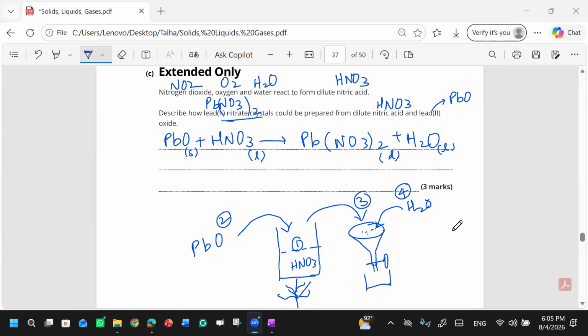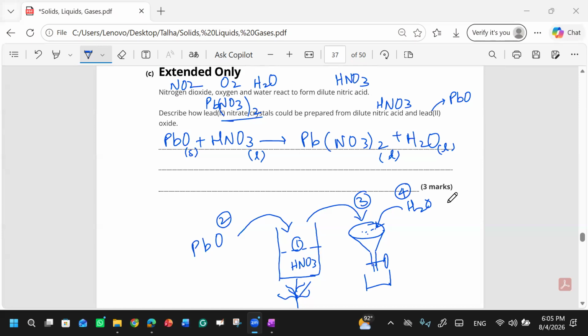Now, can you tell me in your own words what the steps are? Remember, there are 3 marks, so you have to mention at least three points. First you have to add the lead oxide to the dilute nitric acid, and when you do that, you have to stir it until all the bubbles or all the particles are finished, to make sure the acid is completely reacted.